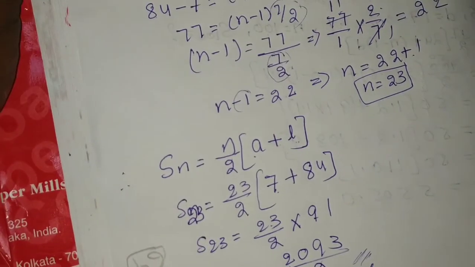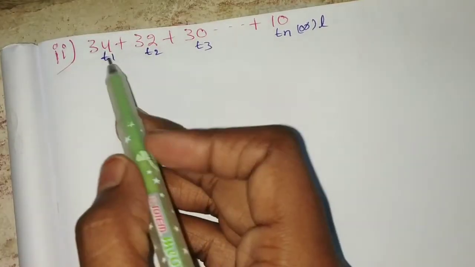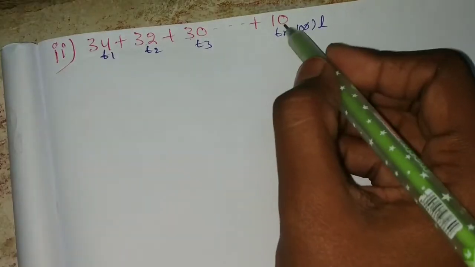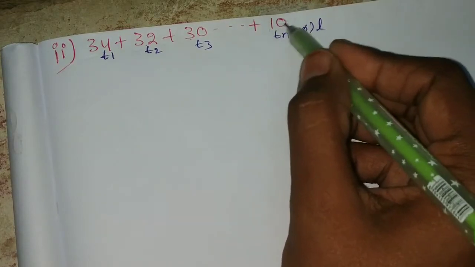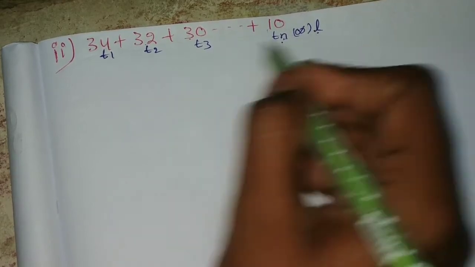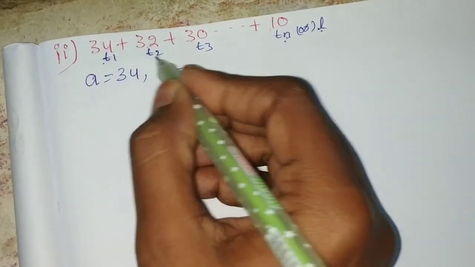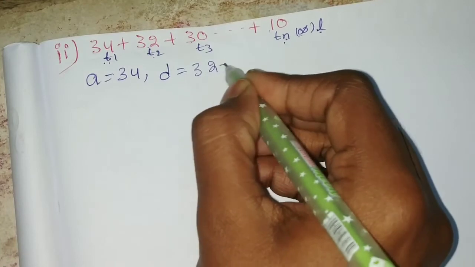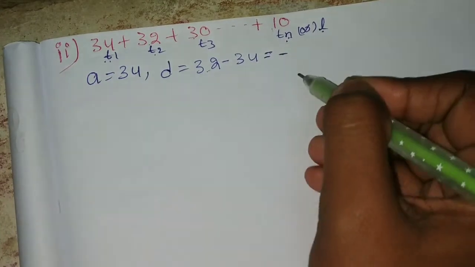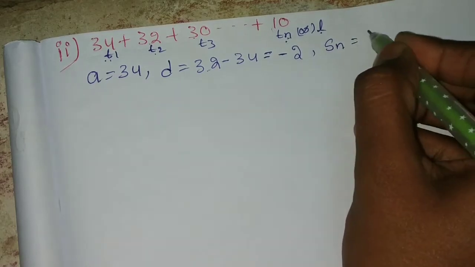Let's start the next question. Before that, pause the video to note down. What they have given? 34 plus 32 plus 30 and so on up to 10. So definitely we can say this is the last term, that is L or Tn, nth term or last term. What is the first term here? A is equal to 34. What is the common difference? T2 minus T1, that is 32 minus 34. That is equal to, 32 is the smaller number, so definitely we get a negative sign. So minus 2.